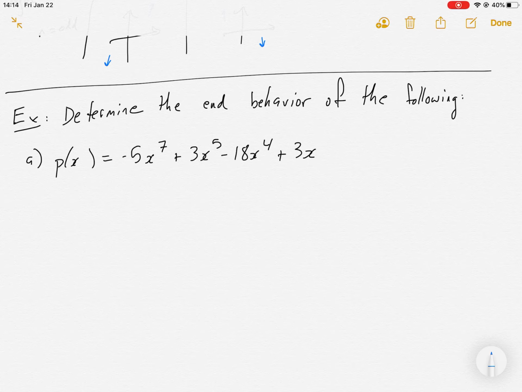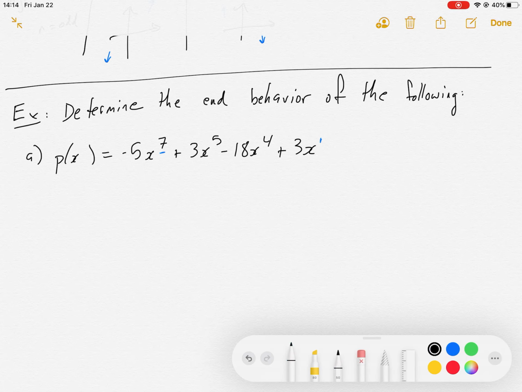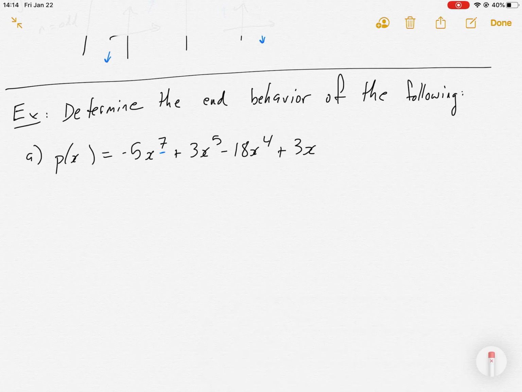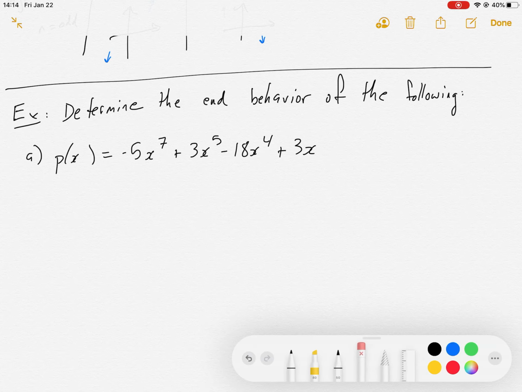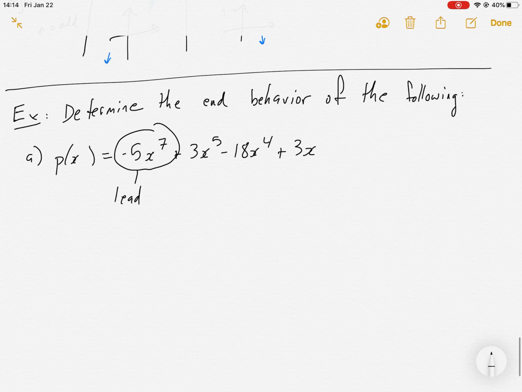All right, so all we really need in this polynomial is the leading term. So let's take a look here. The largest exponent is right here, it's 7, and then 5, 4, and this is technically a 1. There's a 1 there, but it's still smaller than 7. So the leading term is actually going to be that first one I wrote. This polynomial was already in standard form. So this is the leading term.